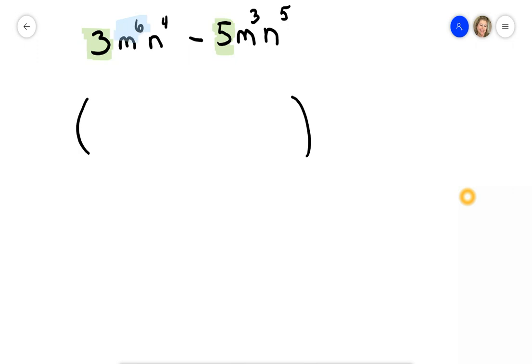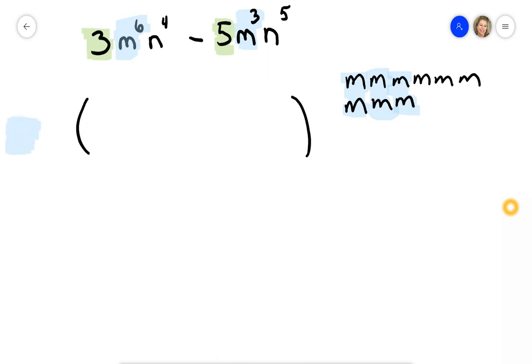And this is an m to the 6th, and this is an m to the 3rd, and they have an m to the 3rd in common. Remember, m to the 6th is really m, m, m, m, m, m, and an m to the 3rd is m, m, m. And all they have in common is 1, 2, 3 m's. So I will factor out an m cubed.